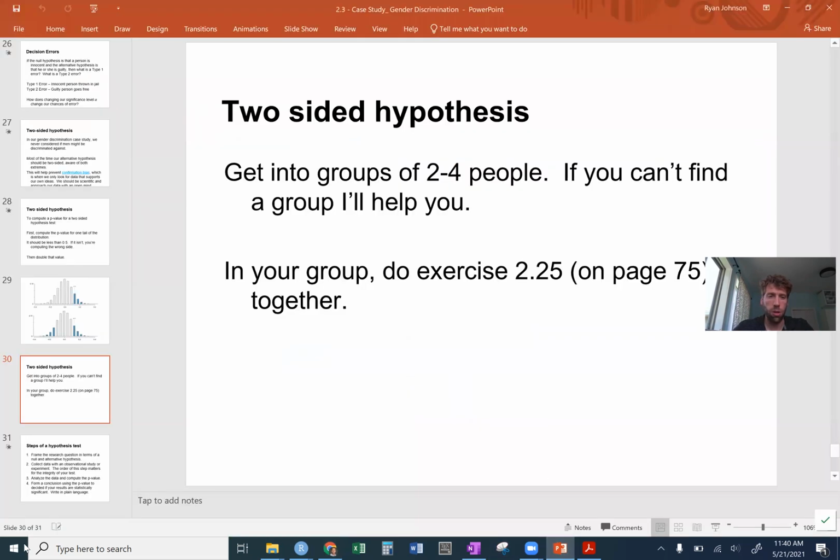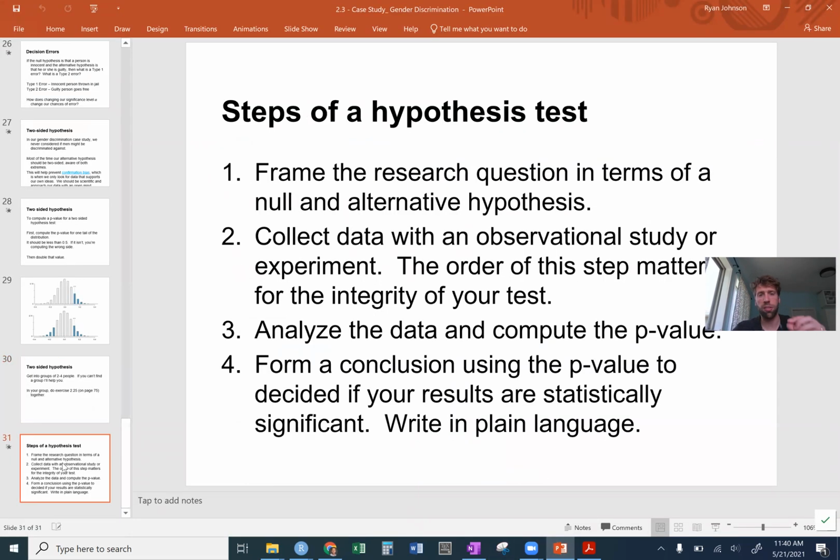And so, finally, what are the steps of a hypothesis test? You have to frame the research question in terms of null and alternative hypotheses. Collect data with an observational study or experiment. The order of the steps matters for the integrity of your test. Analyze the data, compute the p-value. Form a conclusion using the p-value to decide if your results are statistically significant. Write it in plain language. All right, that's it.